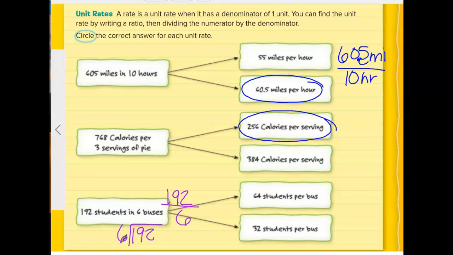Dalton, put the calculator away. Adriana, how many times can 6 go into 19? 3. 3 times 6 is? 18. Subtract, I get 1. Bring down my 2. How many times can 6 go into 12? 2. So it would be? 32. You could just do 32 times 6 to check, and you get 192.